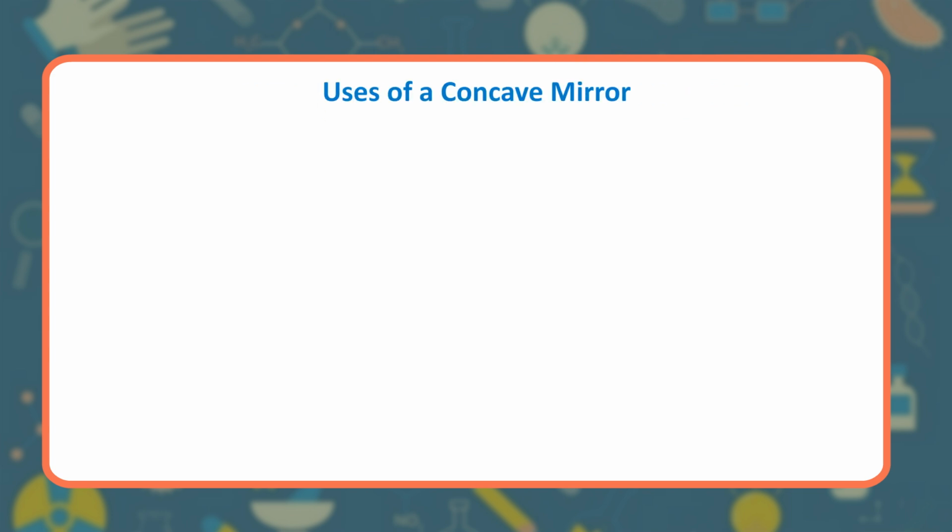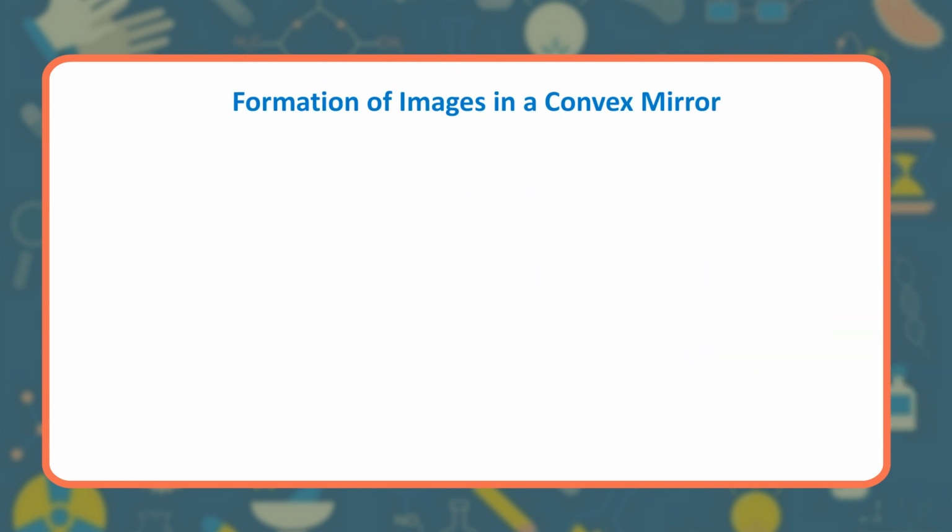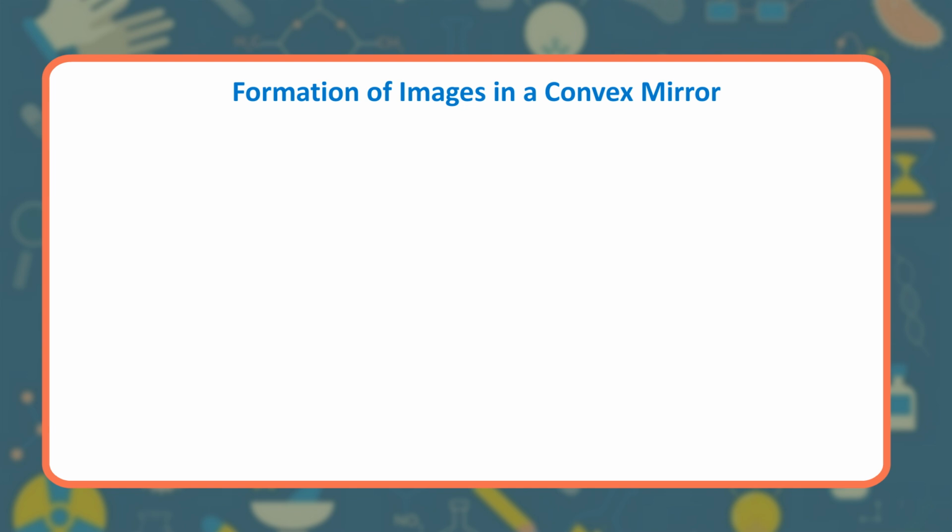Uses of a concave mirror. Concave mirrors are used in headlights of vehicles, torches, searchlights, etc. They are used by doctors for examining eyes, ears, nose, and throat. They are used by dentists to see an enlarged image of the teeth. They are used as shaving mirrors and makeup mirrors to see an enlarged erect image of the face. They are used in reflector-type telescopes. Shaving mirror. Telescope.